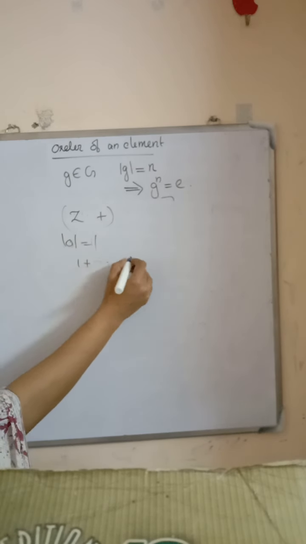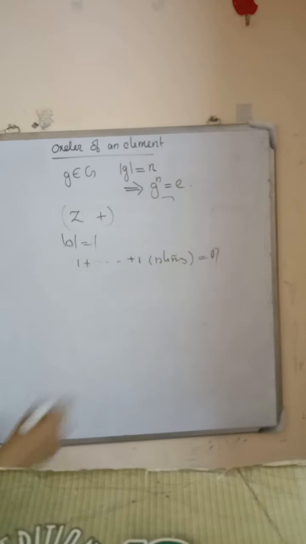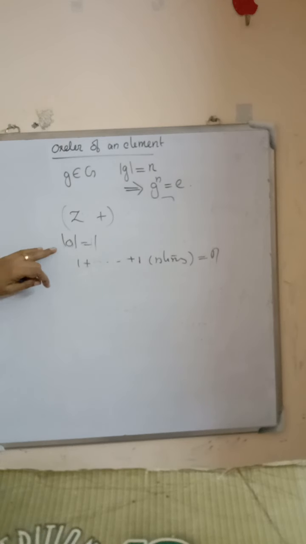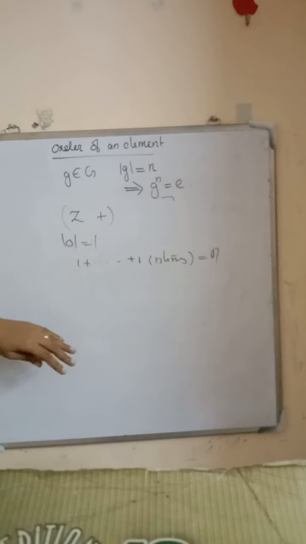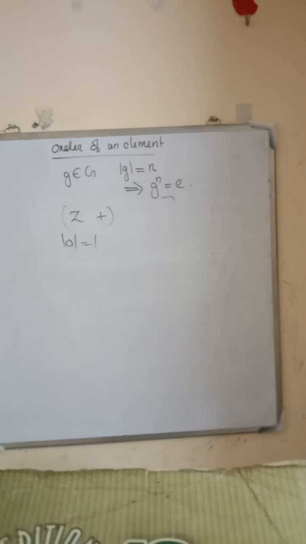n times, we get the answer as n. So if we add n in any finite number of times, we couldn't reach the sum as 0. So each element in Z has infinite order, other than 0 because the order of 0 is 1.